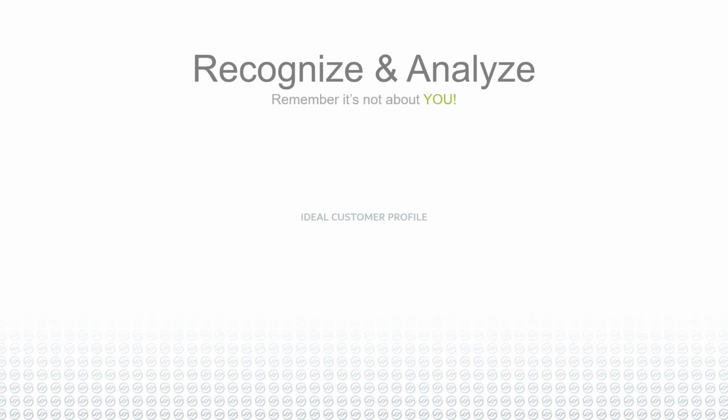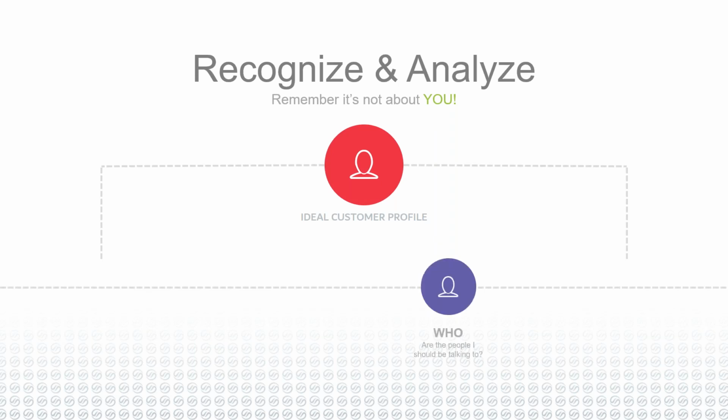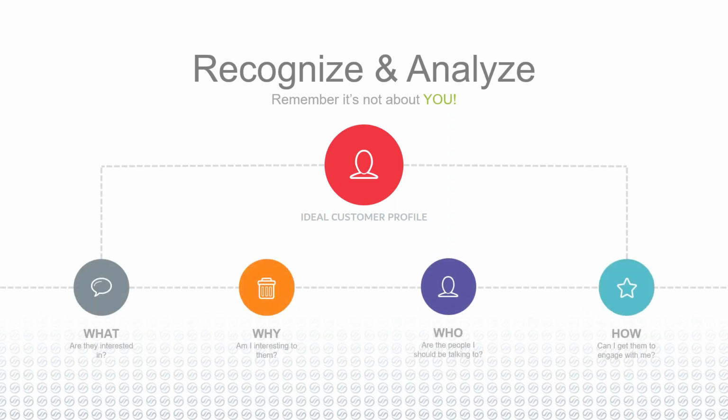So how do we do that? How do we recognize and analyze, the first parts of the ramped process? First off, you have to remember, it's not about us. It's about our customer. It's about our prospect. And this goes back to what I've talked about in some other webinars, our ideal customer profile. Our ideal customer profile really hinges on 4 things. Who are the people we're talking to? Why am I interesting to them? What are they interested in? And how can I get them to engage with me, right?